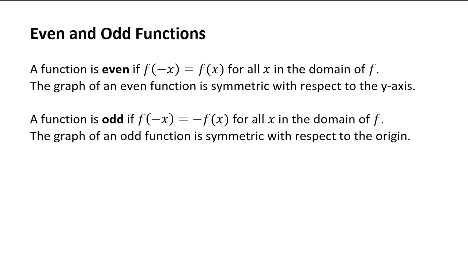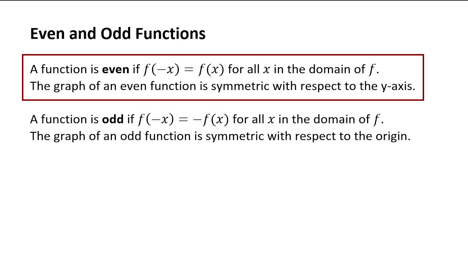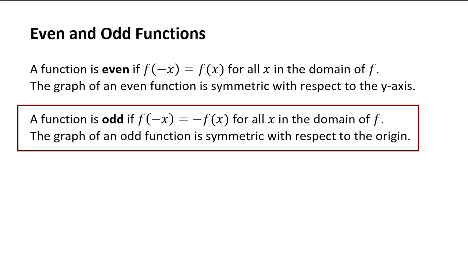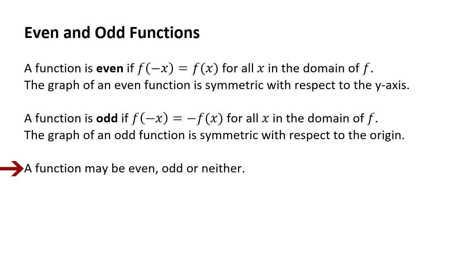Now we want to talk about even and odd functions. A function is even if f evaluated at negative x equals f of x for all x in the domain of f. This means the graph of an even function is symmetric with respect to the y-axis. A function is odd if f evaluated at negative x is the opposite of f of x for all x in the domain of f. The graph of an odd function is symmetric with respect to the origin. A function may be even, odd, or neither.